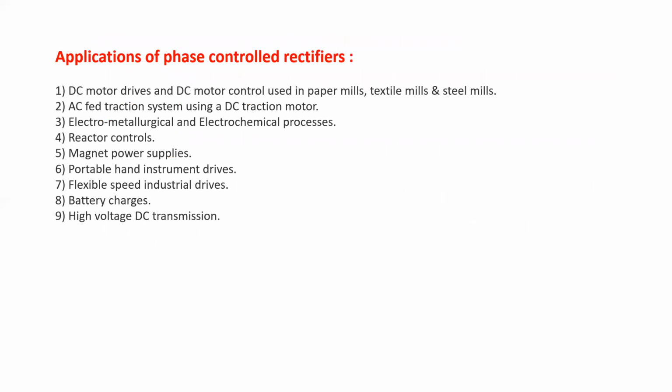Now, these are the applications of phase control rectifiers. It is used in DC motor drives and DC motor controls in different industrial sectors, AC-fed traction systems using a DC traction motor, and reactor controllers. It is also used in magnet power supply systems, portable hand instrument drives, flexible speed industrial drives, battery chargers, high voltage DC transmission, and other applications.